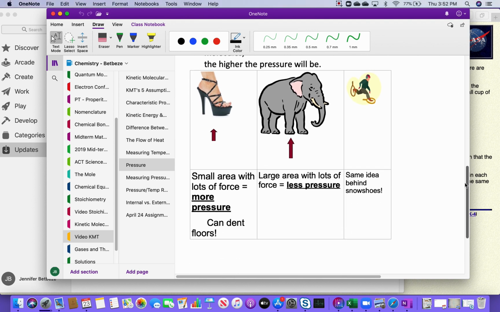Which, once again, we have some pictures here that are very similar to our dancers. High heels, especially the very, very spiky high heels, will put a lot of pressure onto the ground. In fact, very spiky high heels can even dent wood floors. Whereas, let's say, the very big feet of an elephant, even though we have this very massive elephant, because they have 4 feet, they are all very large feet. This elephant would probably be exerting less pressure on the ground than this woman with the spiky high heel on.